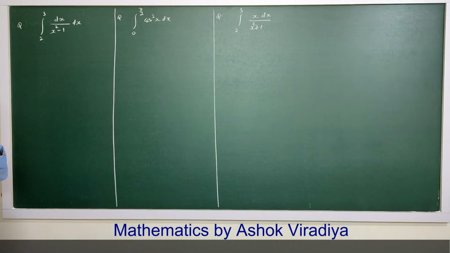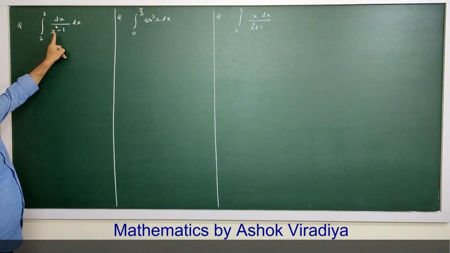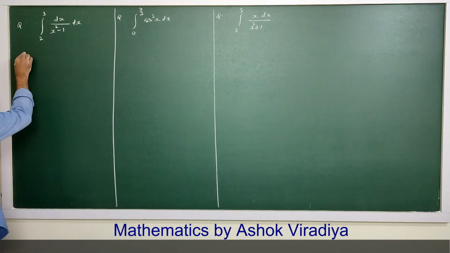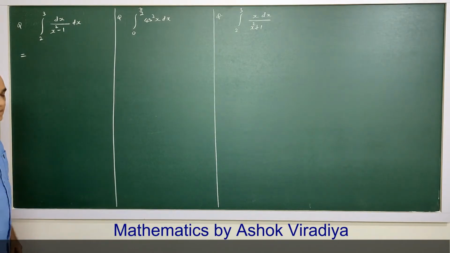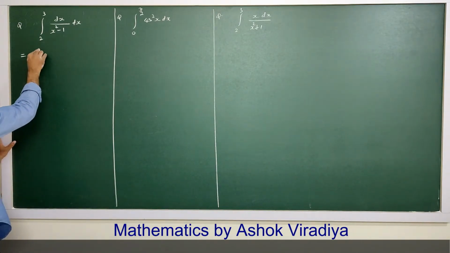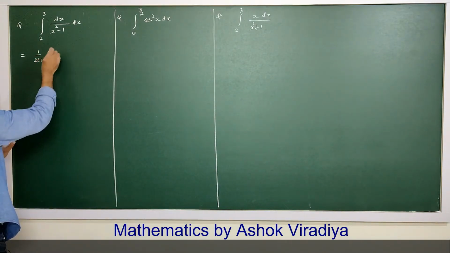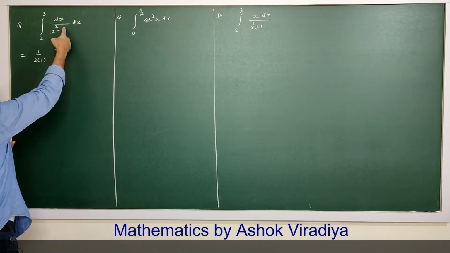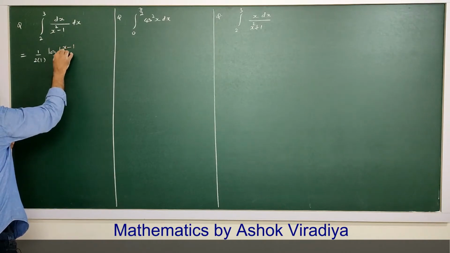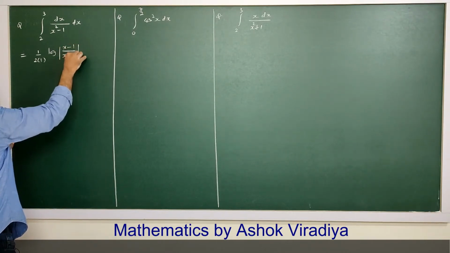Definite integral of 1 upon x square minus 1 over the interval 2 to 3. Now say 1 upon x square minus a square. So applying the formula for 1 upon x square minus a square, 1 is 1 square. So it is 1 upon 2a. This is our a square, 1 square. So 1 upon 2a log mod x minus a upon x plus a.